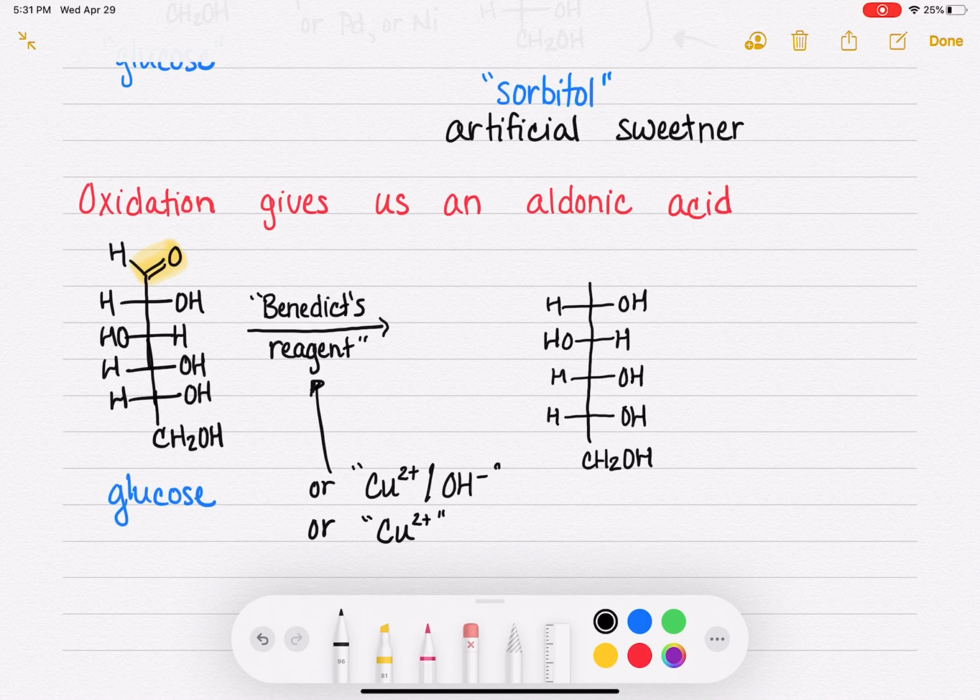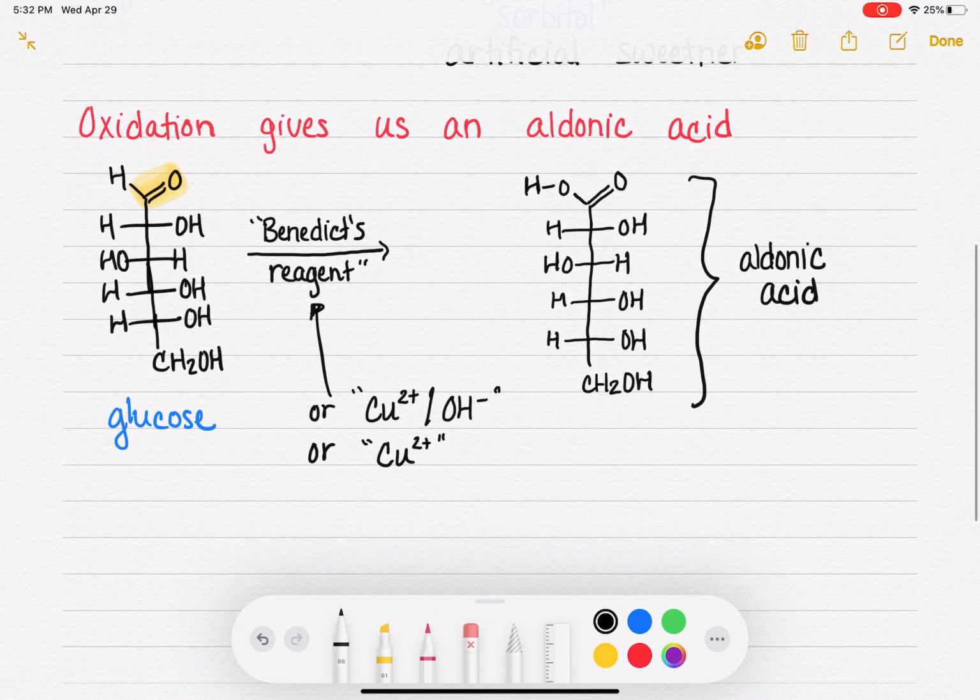So when we do an oxidation reaction, this reaction does not interfere with the carbon-oxygen double bond. This is the reaction that magically squeezes an extra oxygen in between the carbon and hydrogen single bond. This molecule here is a type of an aldonic acid. This guy's name is gluconic acid.